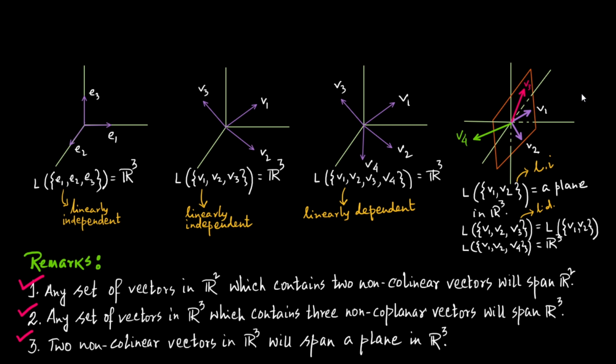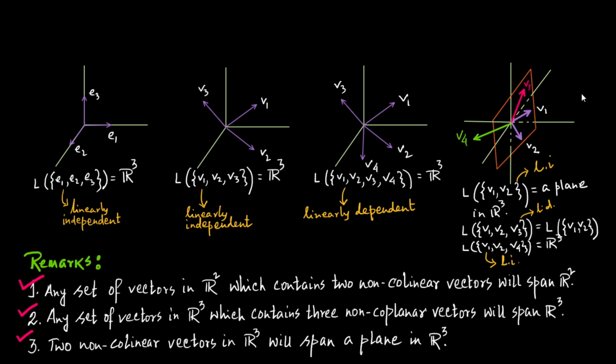Now, if I consider this set V1, V2, V4, what can we say now? This set V1, V2, V4 will be linearly independent. You can understand that none of these three are such that you can represent one as a linear combination of the others. So this set is linearly independent.